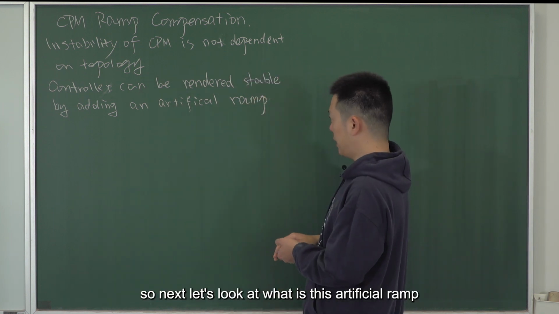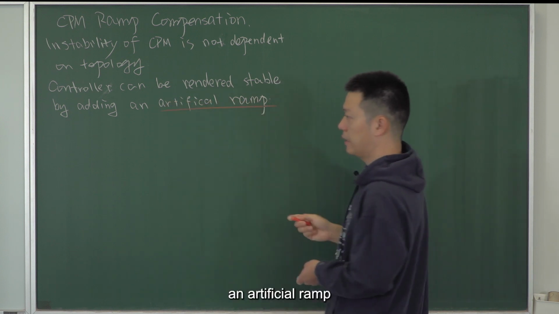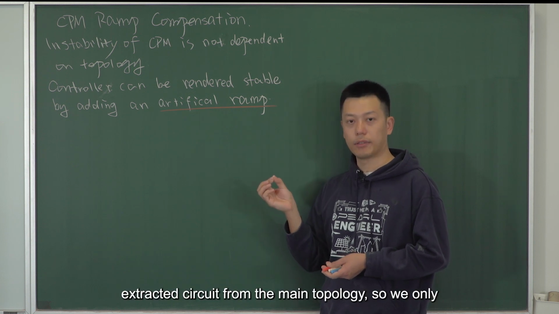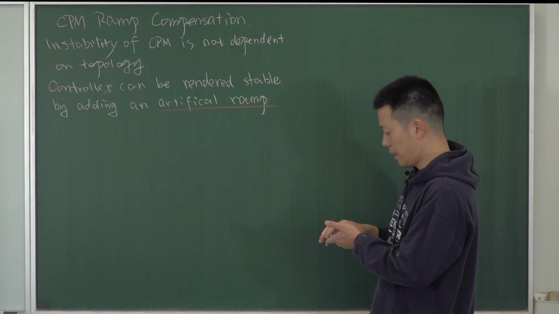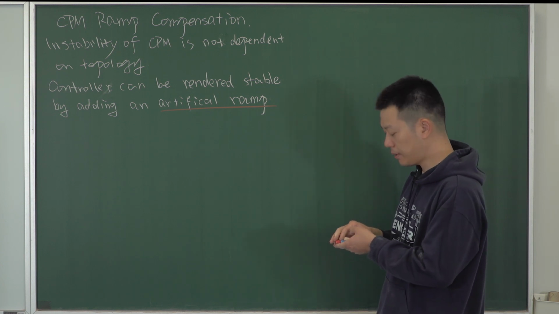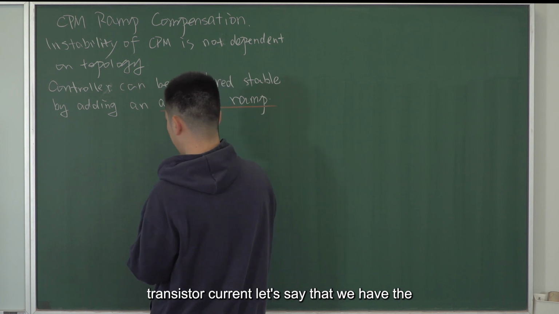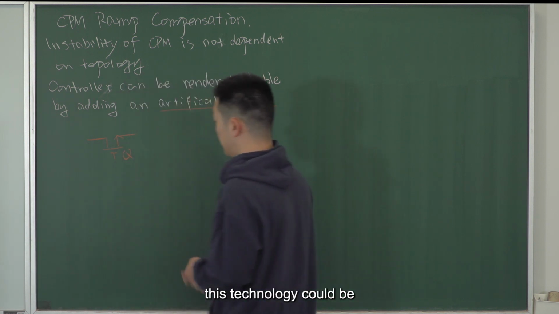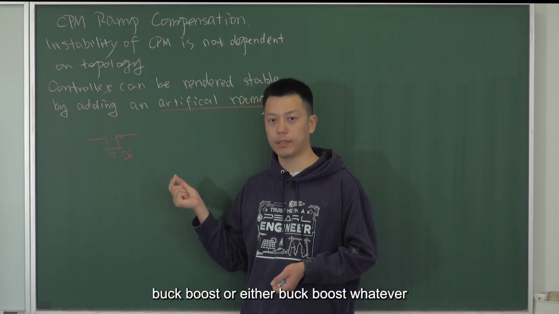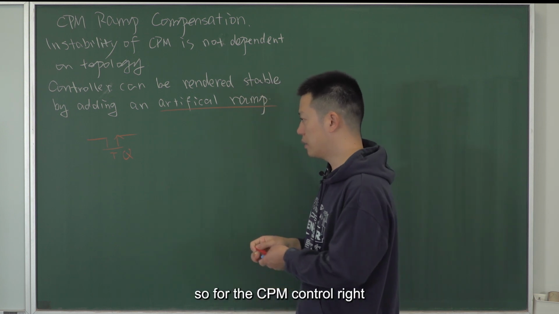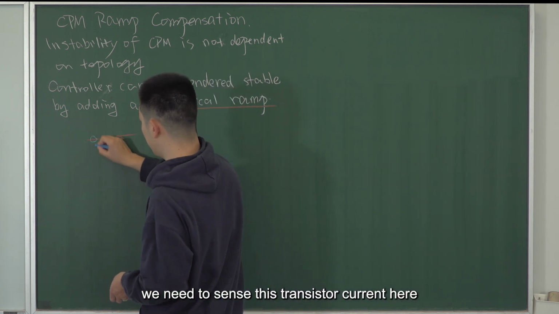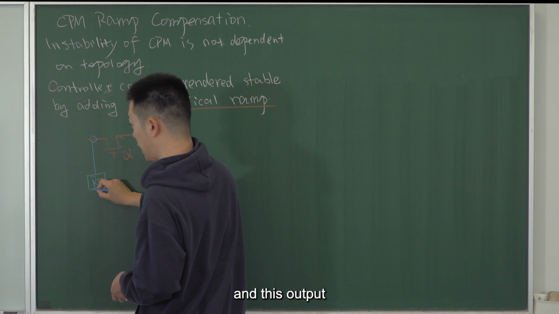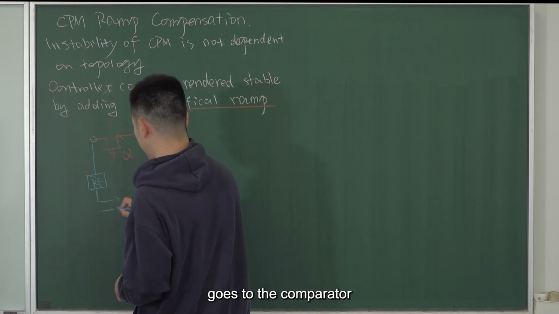So next, let's look at what this artificial ramp is. We use the extracted circuit from the main topology, so we only care about the sensing of the transistor current. Let's say that we have the transistor Q here in the topology. This topology could be buck, boost, or whatever. For the CPM control, we need to sense this transistor current with the sensor gain of RF, and this output goes to a comparator.